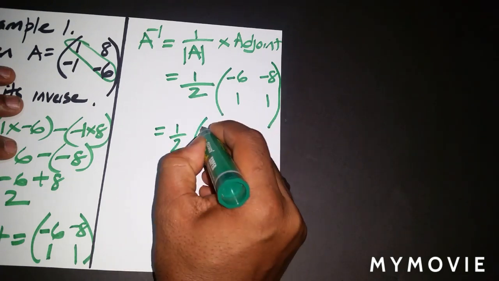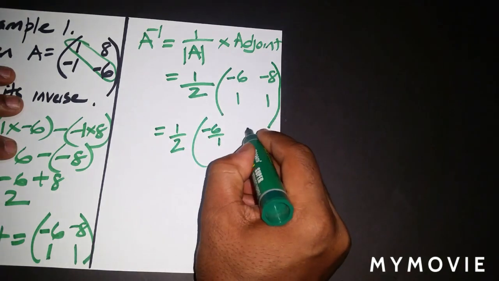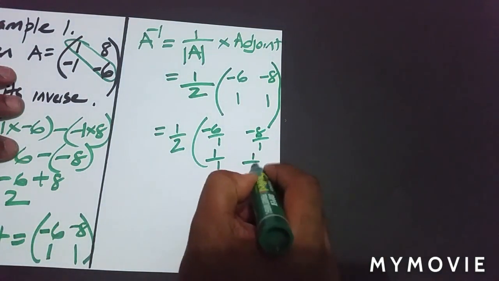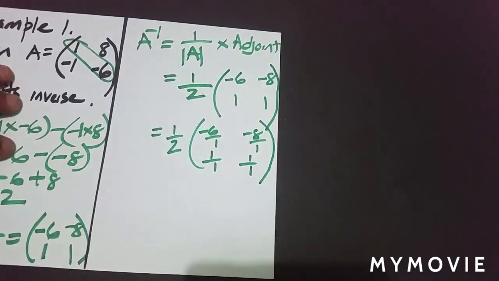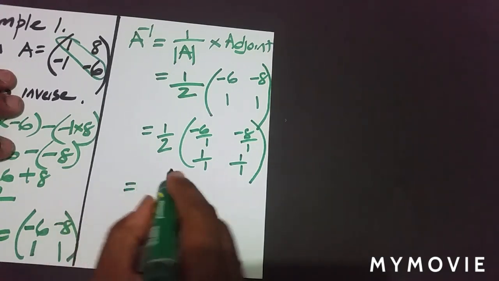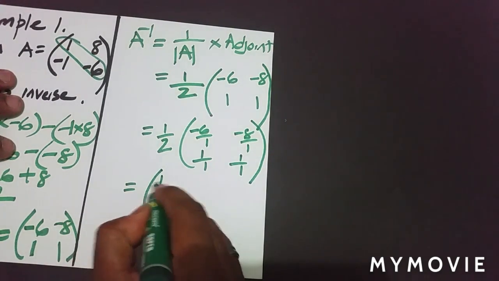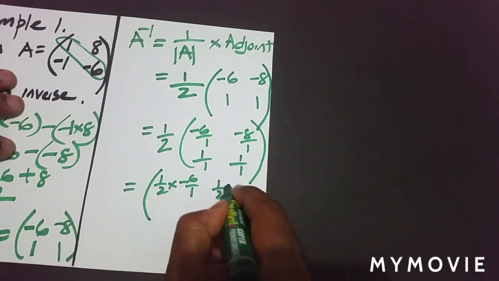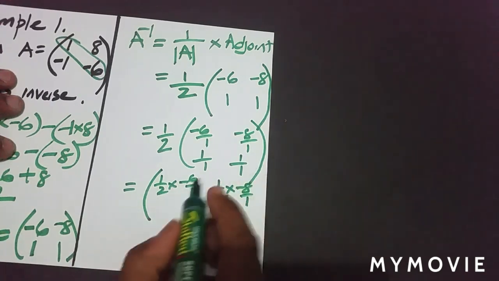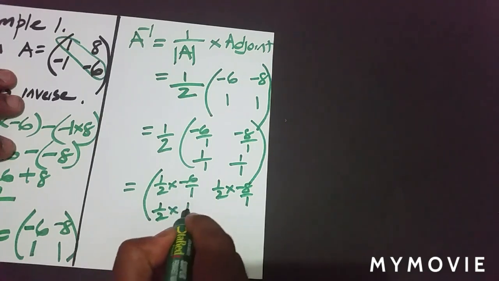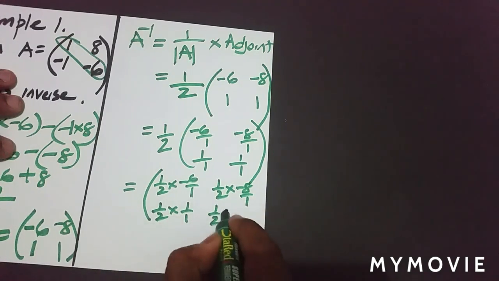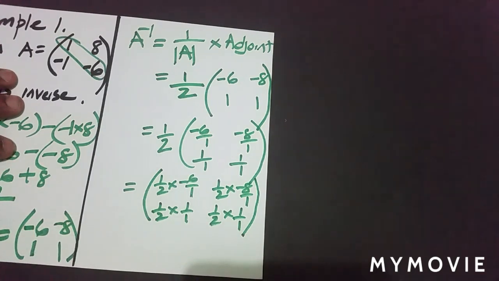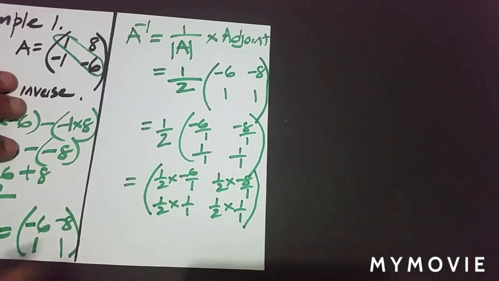a half times, if you want to do it this way, and emphasize that the elements can be written as fractions, you can go ahead. So this would simply be a half times negative 6 over 1, a half times negative 8 over 1, a half times 1 over 1, and a half times 1 over 1. Some of you don't need to do that, that's fine, but I'm just doing that for emphasis.